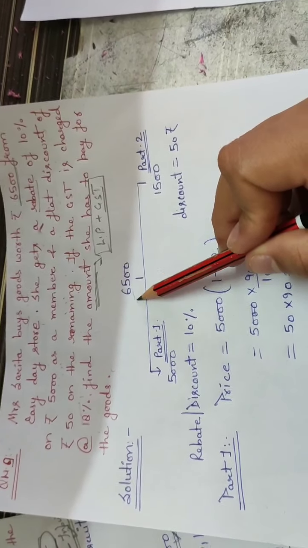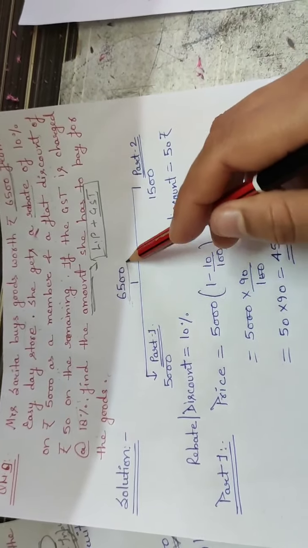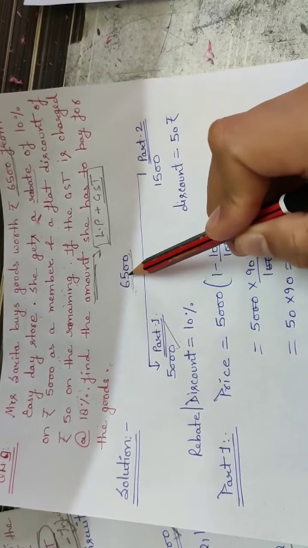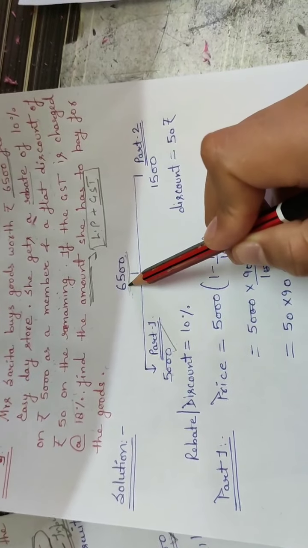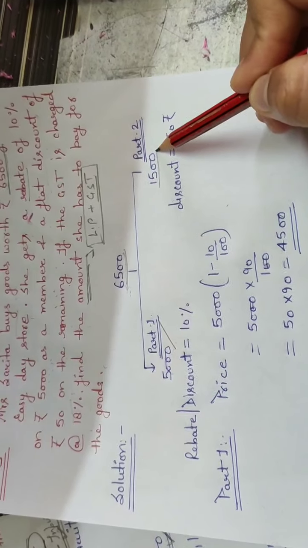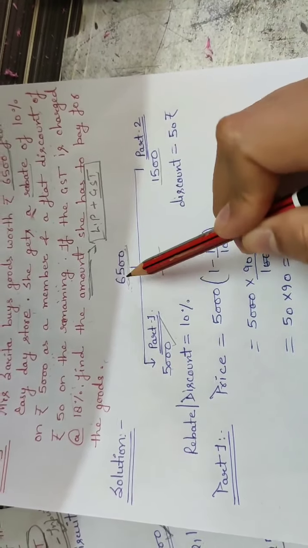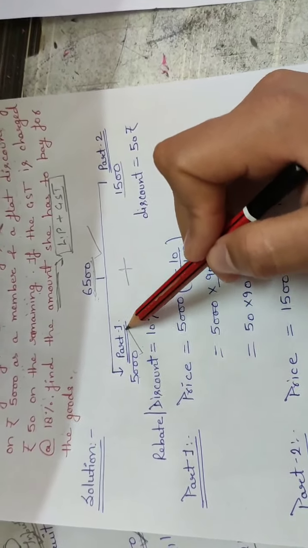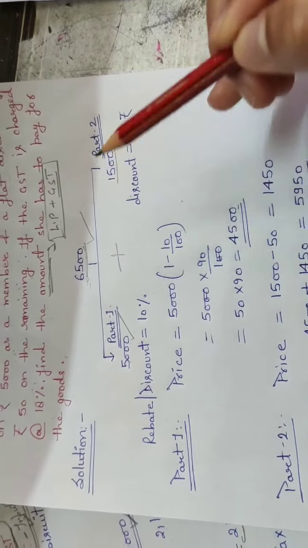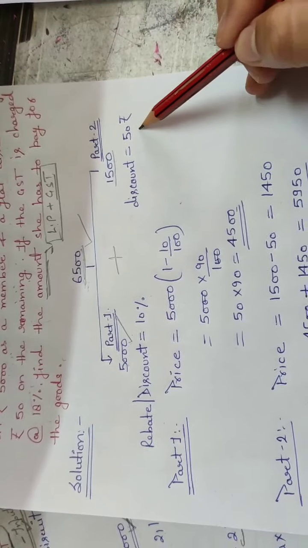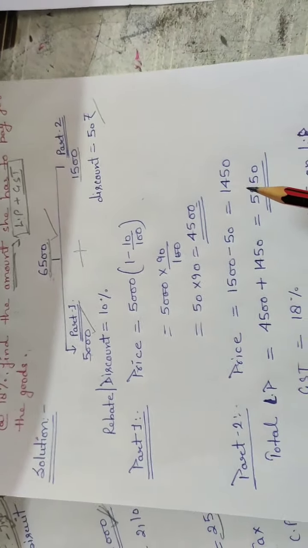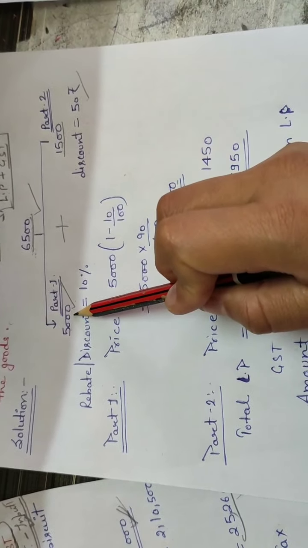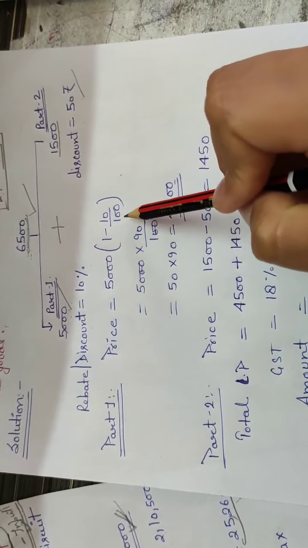Mrs. Sarita buys 6,500 rupees of goods, and it is divided into two parts. One is 5,000 and the remaining, when you subtract 5,000 from 6,500, is the remaining part. If you add these two parts, you will get 6,500. Clear? And according to the situation, on 5,000 the rebate or discount is 10%, and on the remaining 1,500 the discount is 50 rupees. Clear? So after calculation, the first part, the price will be 5,000, and for 5,000 the discount will be 10%. Then you can solve.